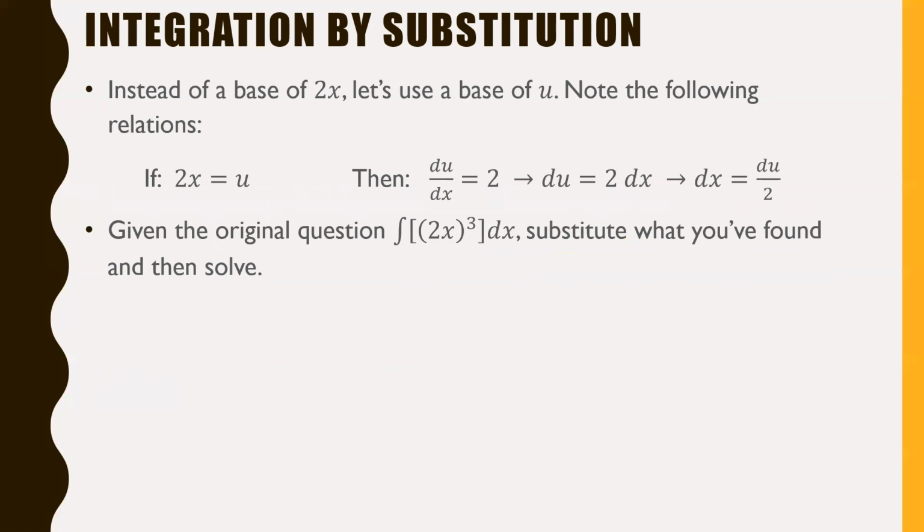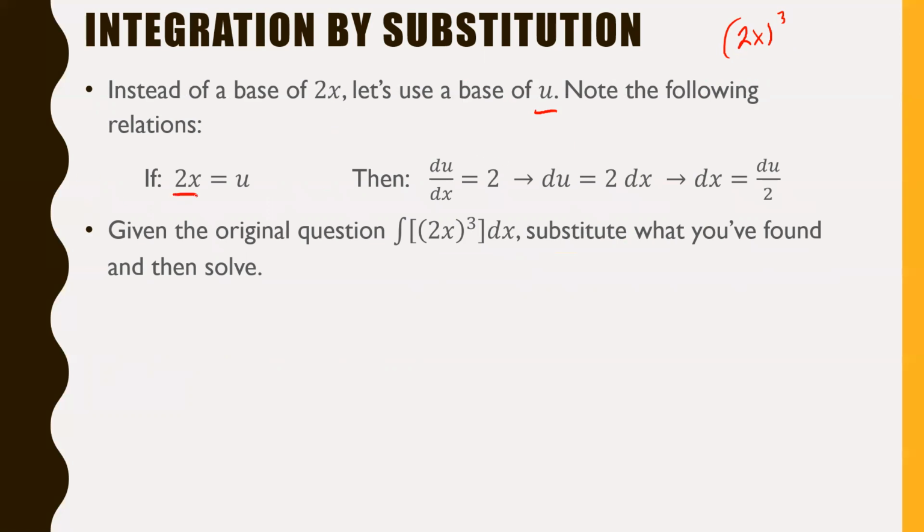So here's how it works. We're going to use that same example from before, the whole 2x to the power of 3 example. Instead of using a base of 2x, let's make the base u. So that's what we're going to substitute here. Note then the following relations. Bear with me on this one. This is where you might want to pause and rewind a couple times.